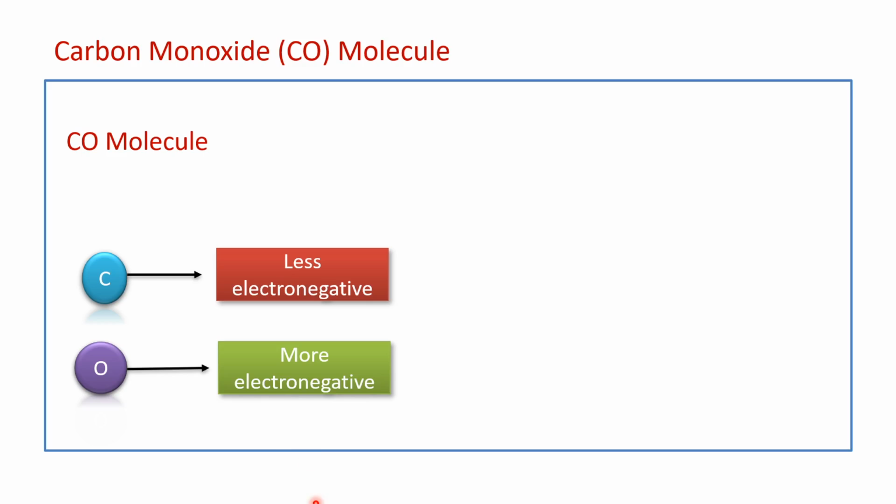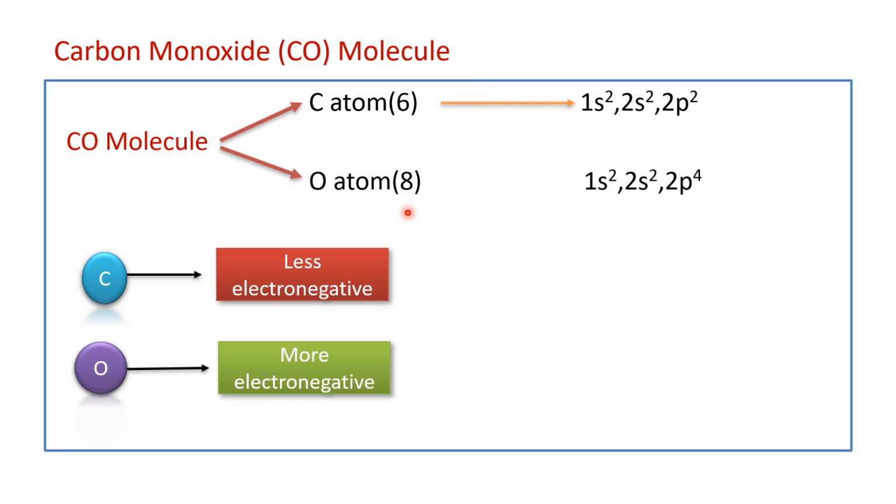We are having the carbon monoxide molecule. As it is a heteronuclear diatomic molecule, it is formed by two atoms. The first one is the carbon atom. Carbon has the atomic number 6, so its electronic configuration is 1s2, 2s2, 2p2. Then the second atom is the oxygen atom, with the atomic number 8. That means its electronic configuration is 1s2, 2s2, 2p4. So these are the two heteroatoms, carbon and oxygen.